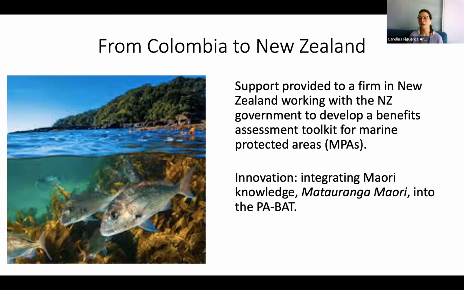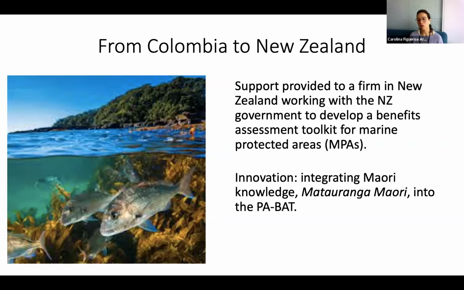And this is where I think PA-BAT is very special, because it really enables you to adapt the tool to your context. And here in New Zealand, the most important question and the reality was that it's important for the marine context to integrate the Maori knowledge, or what they call the Matauranga Maori, into the PA-BAT.